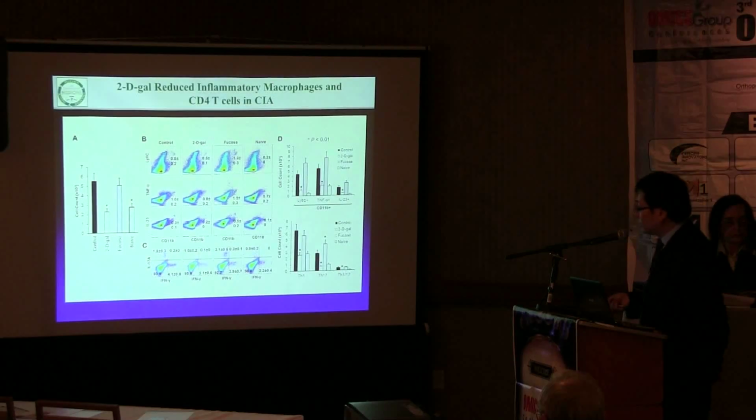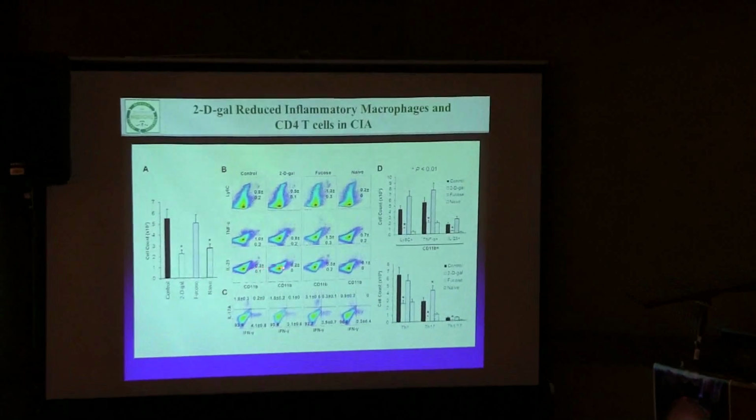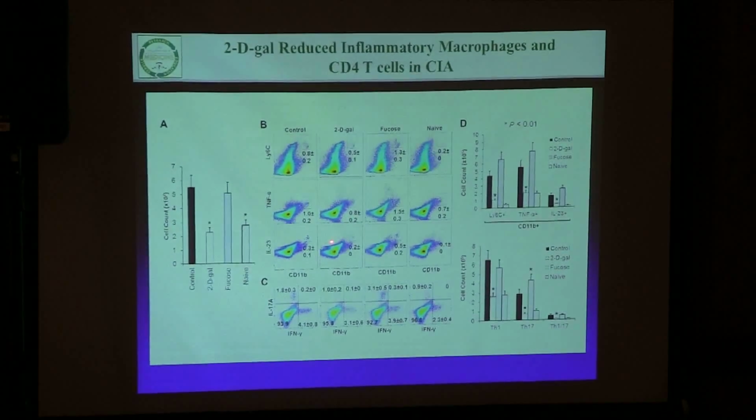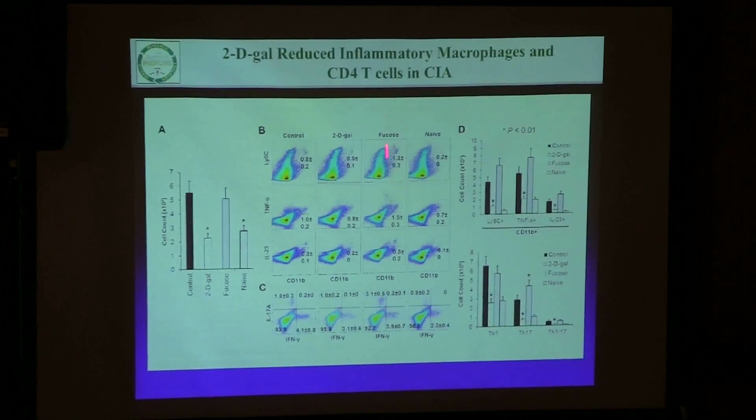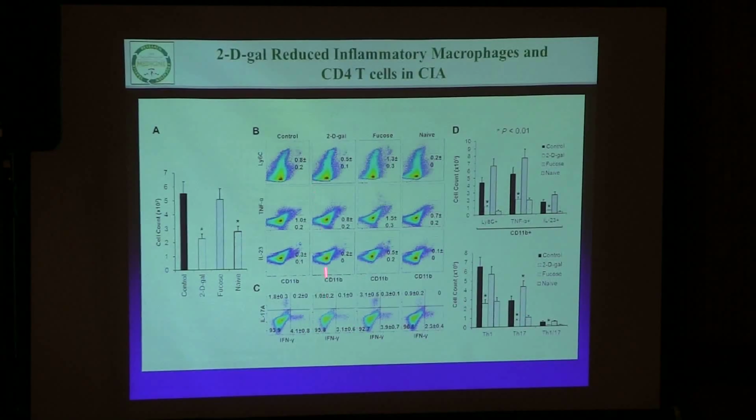We then further looked at the cell phenotype in the draining lymph node of the CIA model. As the flow cytometry data show here, 2D-GAL reduced the percentage and total cell number of CD11b positive, TNFα positive, or CD11b positive, IL-23 positive, M1 inflammatory macrophage. And fucose, on the other hand, increased the percentage and number of these inflammatory cells. And fucosylation inhibitor also reduced the percentage of Th17.